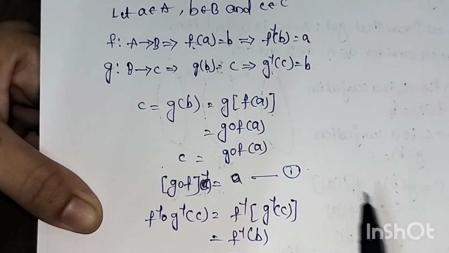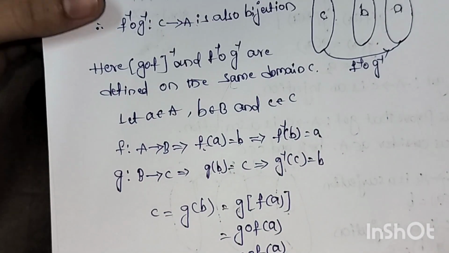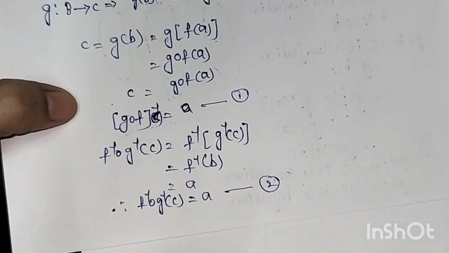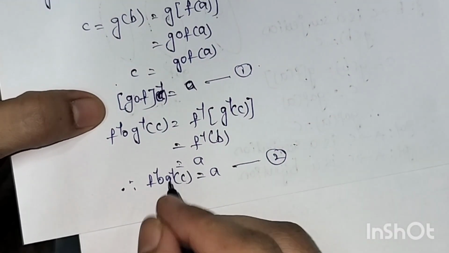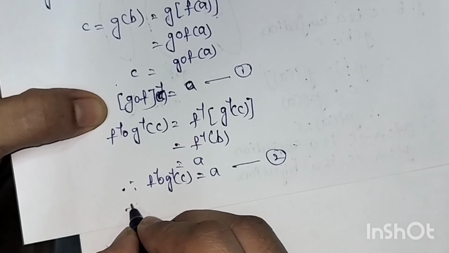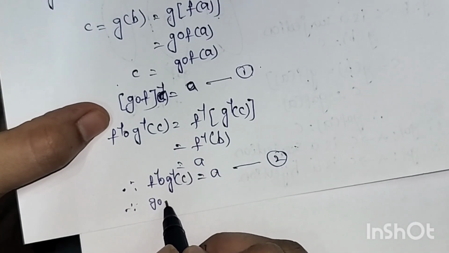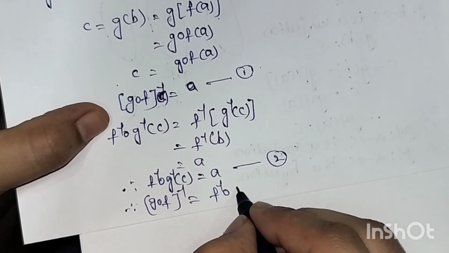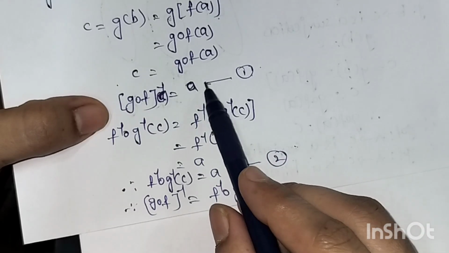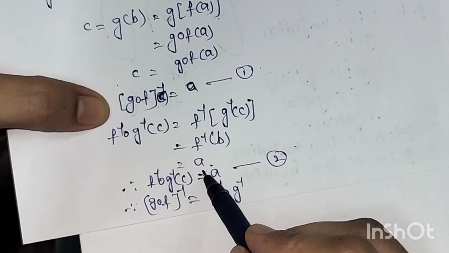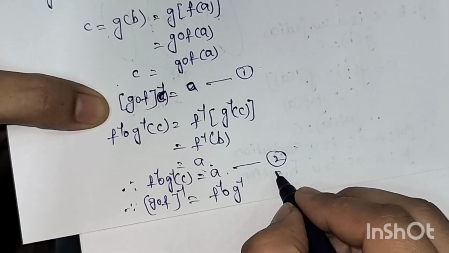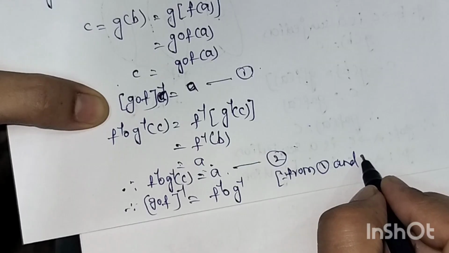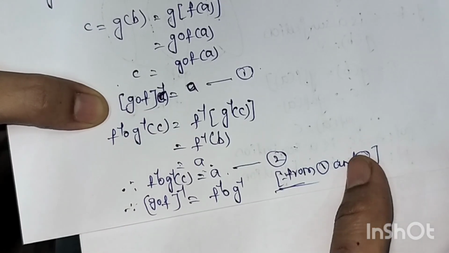From equations 1 and 2, therefore G circle F whole inverse equals F inverse circle G inverse. Both are the same. Both have the same domain. From equations 1 and 2, this is the second theorem.